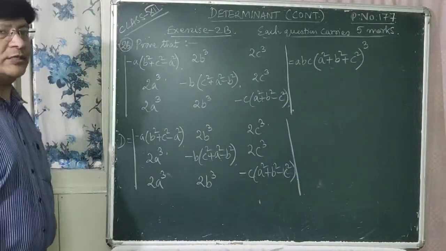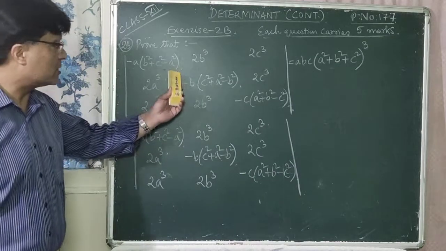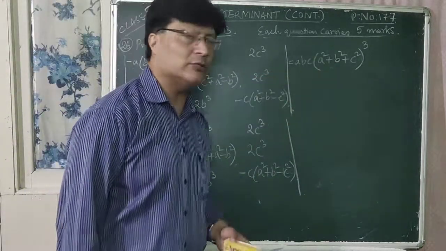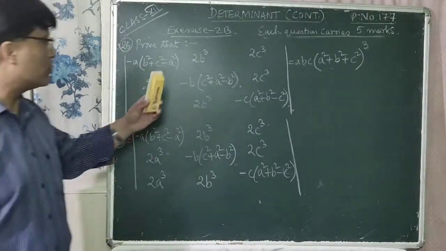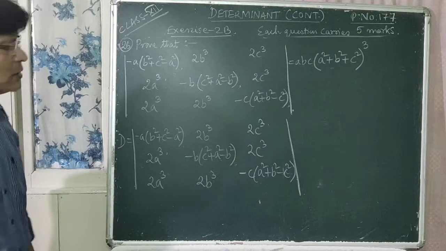Let's do question number 26. Prove that this determinant is equal to ABC into (A square plus B square plus C square) whole cube. Let us prove LHS is equal to RHS. What is the given determinant here?